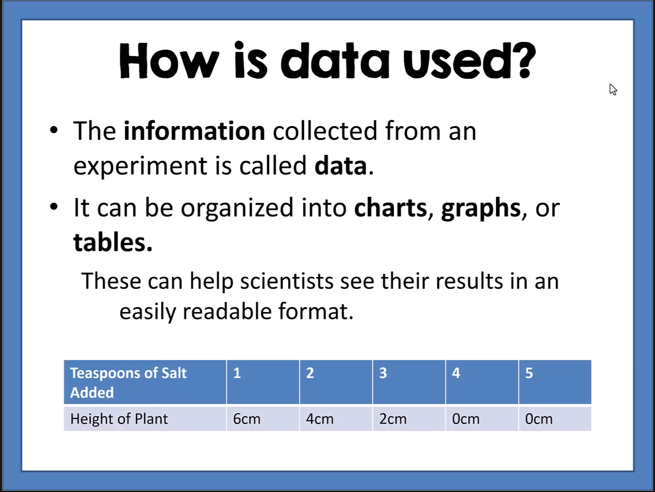Data can be organized into charts, graphs, or tables because when you're looking at large amounts of data, it makes the most sense to look at the information visually in a chart or a graph. Tables can end up being a little bit overwhelming, and so the charts and graphs give a visual perspective on the information that has been collected, and it's easier to see patterns and draw conclusions from charts and graphs.